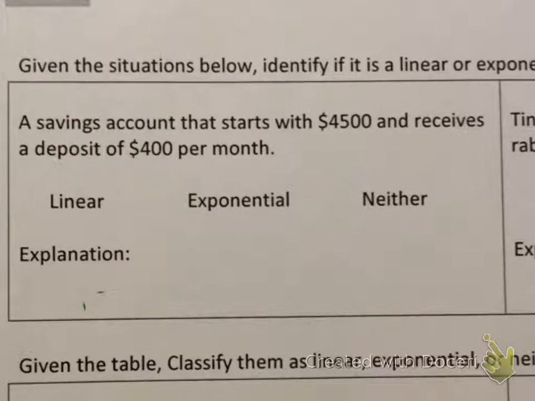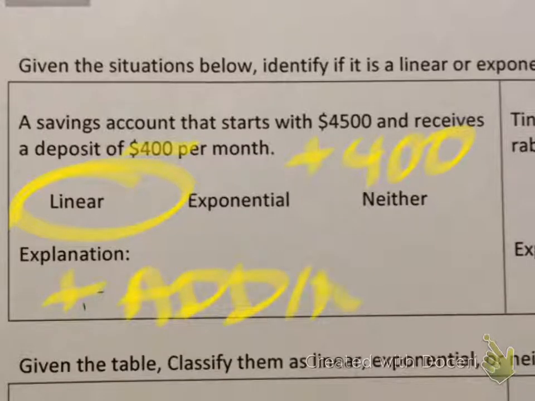So it says a savings account that starts with $4,500 receives a deposit of $400 per month. So the question is when we put $400 per month in, are we multiplying $400 or are we adding $400? We're definitely adding $400, and because we're adding $400, it's going to be linear. So the reason is that we are adding. That's how we can explain that it's going to be linear.